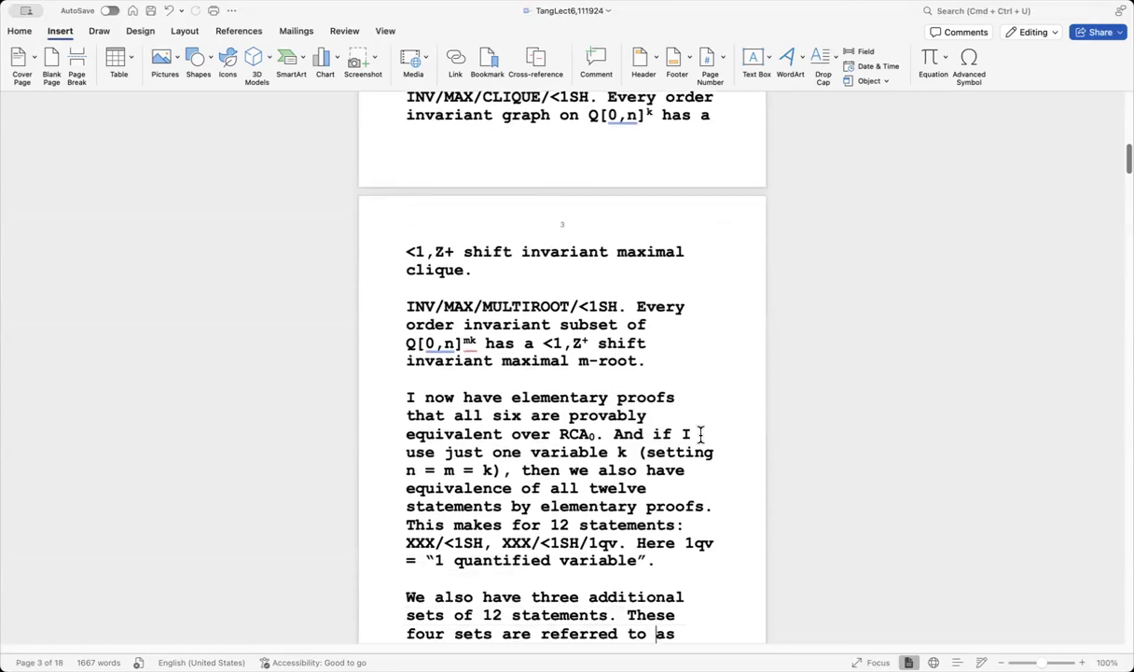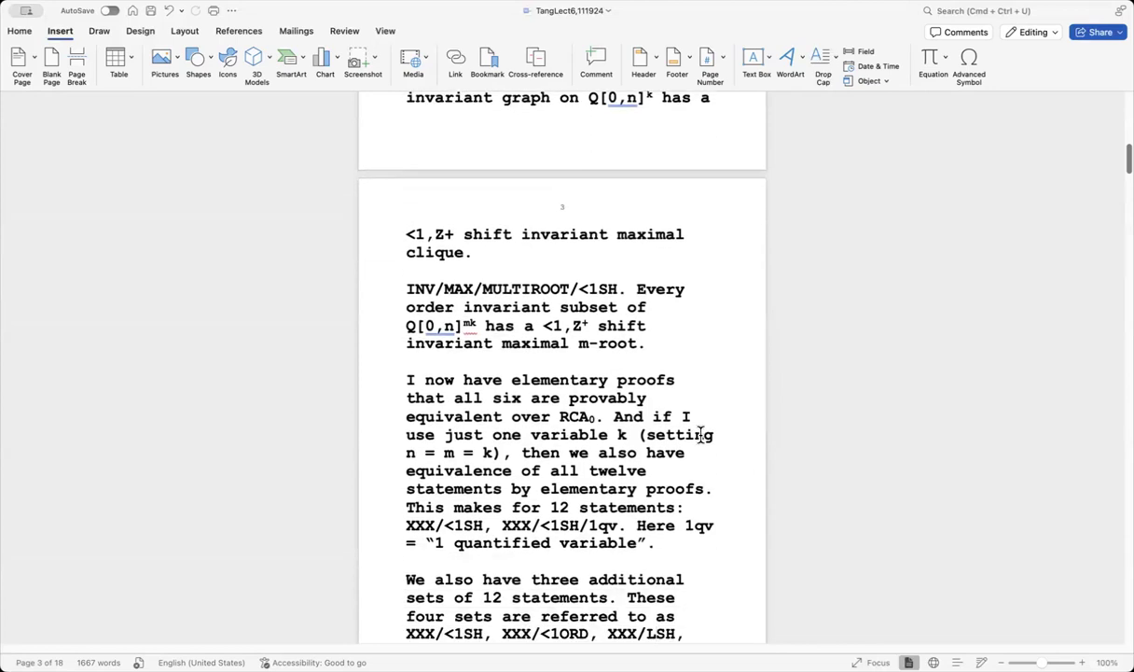One quantified variable. All right, so that means that we have 12 statements. We have 6 lead statements. We have the one variable version of the 6 statements, so that's 12. And that uses less than 1 z plus shift invariance, which we described a few times in the previous lectures what that means.